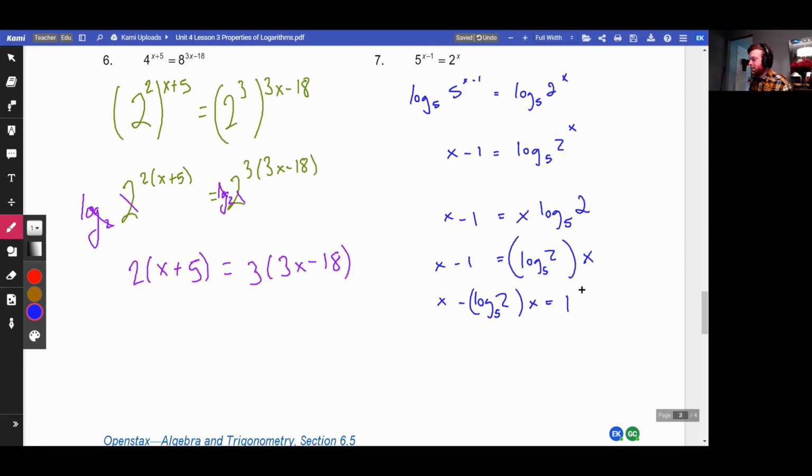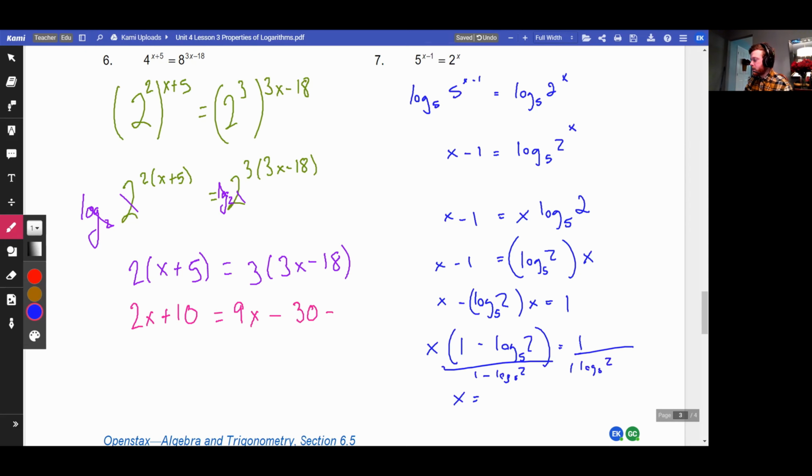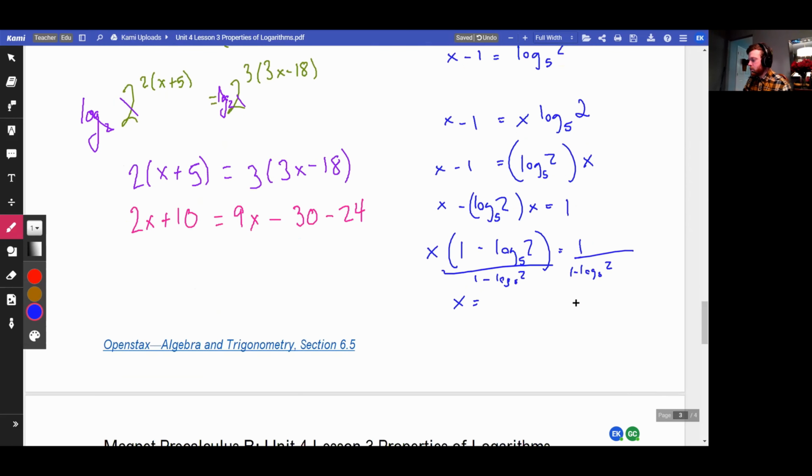Two different bases. All right, I'm going to factor my GCF out. X times what gives me x? X times what gives me log base 5 of 2? And then I think I'm done. X is equal to, I'm going to divide both sides by 1 minus log base 5 of 2. My final answer is, I'm going right to the bottom of the page. This one's a doozy. So 1 over 1 minus log base 5 of 2.